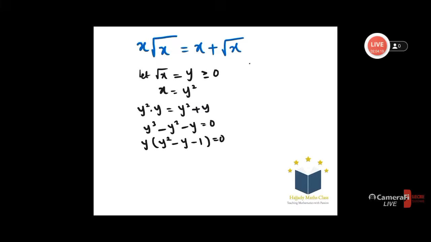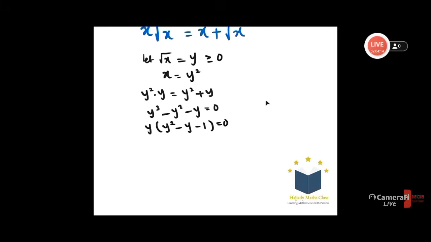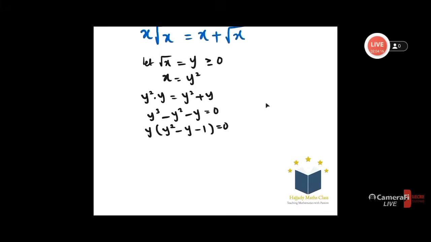So here I'm having something like a quadratic equation in the parentheses. With this, I can say that I'm having two cases here. My case number 1 is that my y is equal to 0. And if y equals 0, automatically my x will also be equal to 0. That is case number 1.